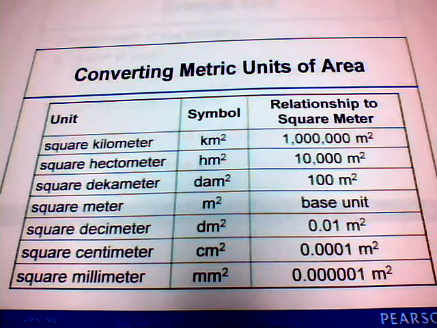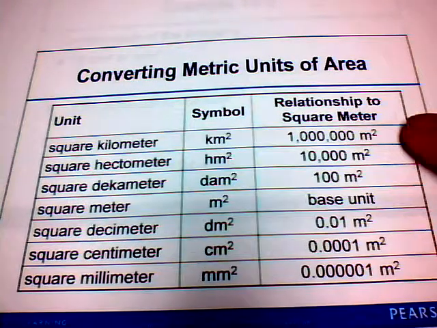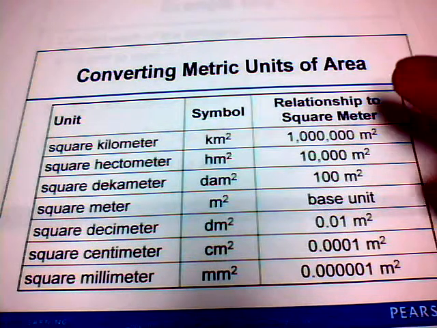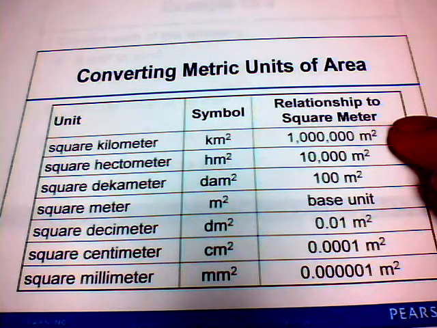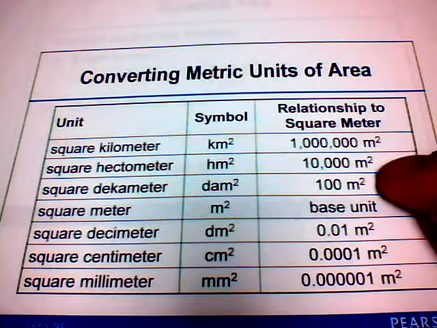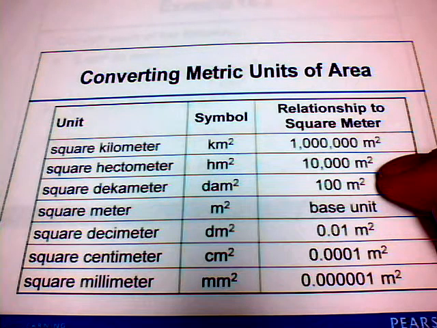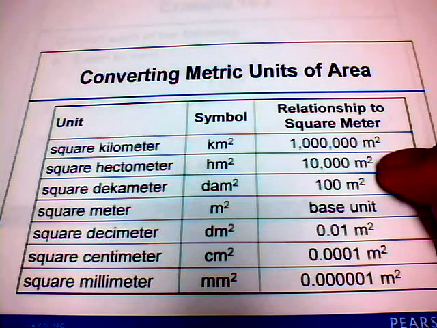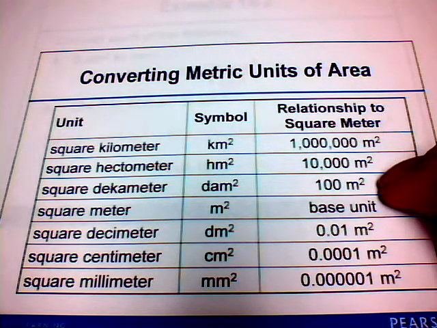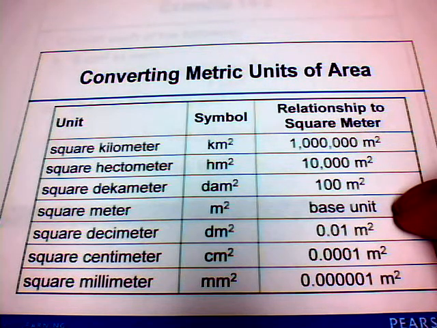Okay, now, if you recall, 1 kilometer is always 1,000 meters. 1 square kilometer is now going to be 1 million square meters, because we have 1,000 meters, and if you square 1,000 meters, you're going to have 1 million square meters. Hectometers was 100 meters. Square that, you're going to get 10,000 square meters. Decameters was 10 meters. Square that, you're going to get 100. And then the basic unit is your square meters.